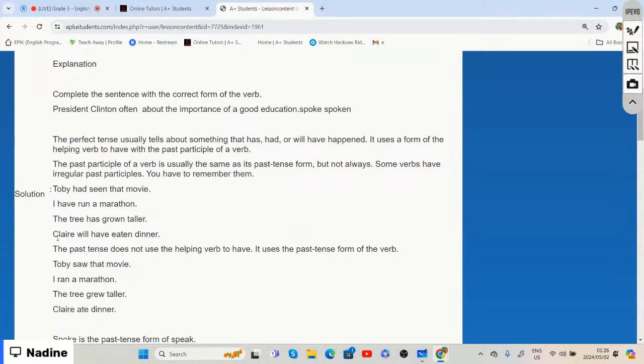For example, Toby had seen that movie. So had, of course, is our past tense. I have run a marathon. The tree has grown taller. Clay will have eaten dinner, right? But then we have the past tense, and the past tense does not use the helping verb to have. It uses the past tense form of the verb.